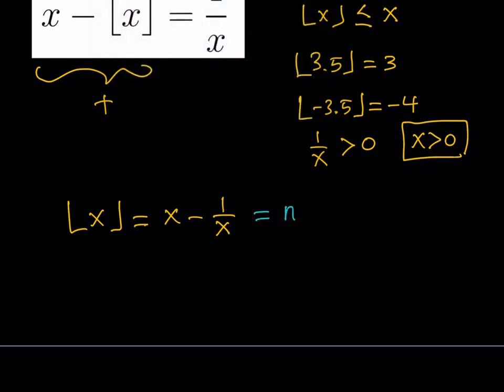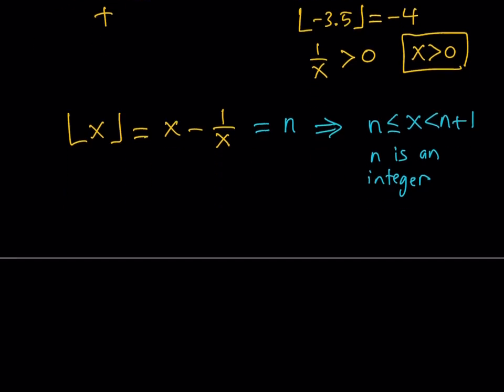All right. So by calling the floor value of x equal to n, we get an inequality. Since the floor value of x is the greatest integer function, this implies that x must be between n and n plus 1, in which case n is an integer, okay? n is an integer, and x needs to be in that interval. So we're going to check that as well.